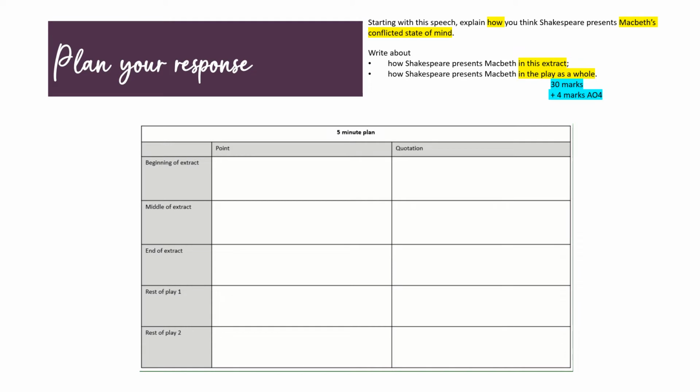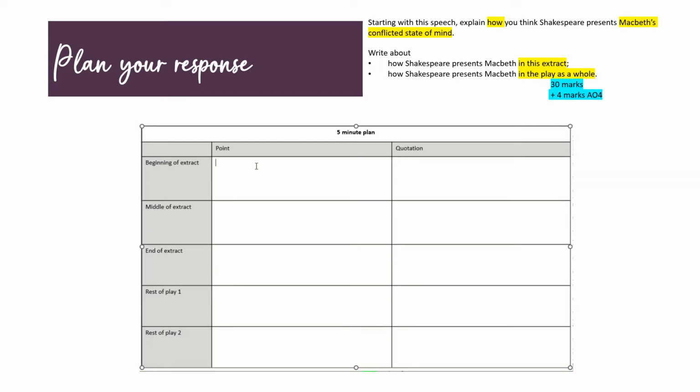Okay, so I'm going to start making my plan. In the exam, I'd have only about 5 minutes, probably less than 5 minutes to do this. So it's important to practice this process so it gets really slick and really fast and almost automatic. In terms of the plan, I'm going to jot down a point and a quotation for each paragraph.